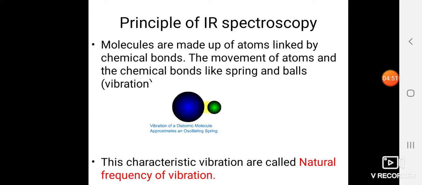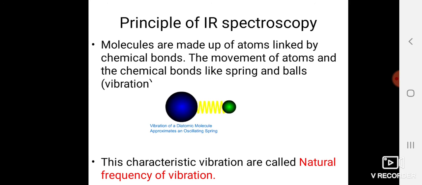So molecules are made up of atoms which are linked by chemical bonds. In a molecule, when a radiation is absorbed, we can see different kinds of variations with respect to the chemical bonds in the molecules. It can undergo vibrations. You can see this is a stretching vibration which I am showing here. Generally a molecule at its ground state has some natural frequency of vibrations.